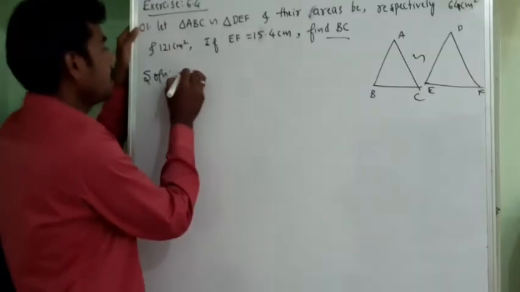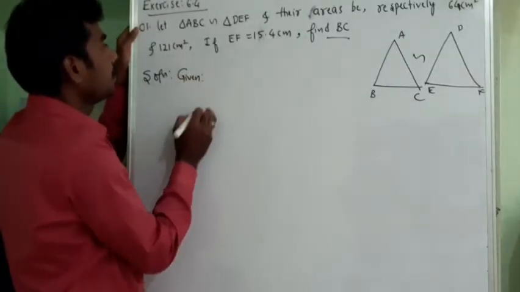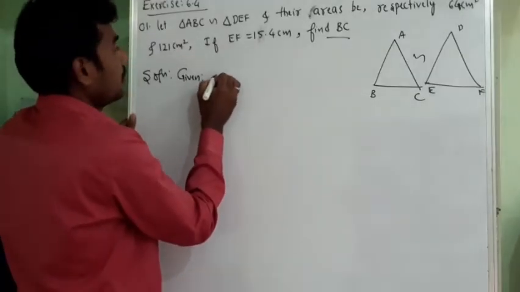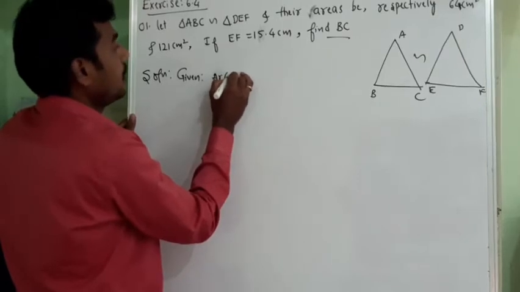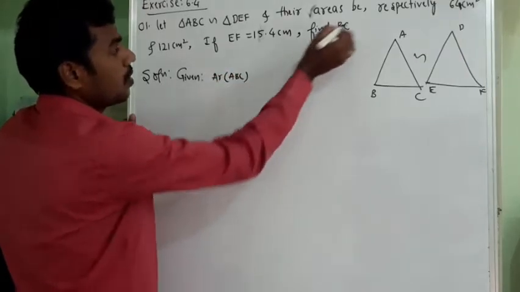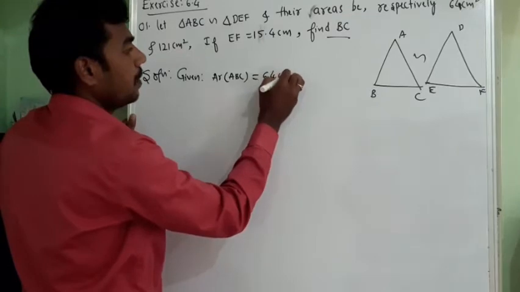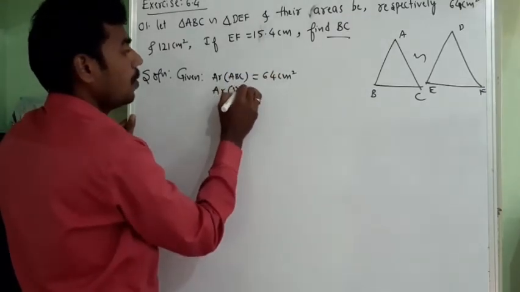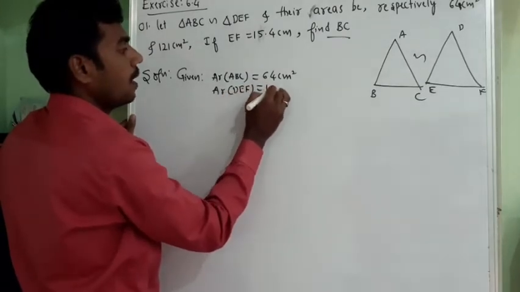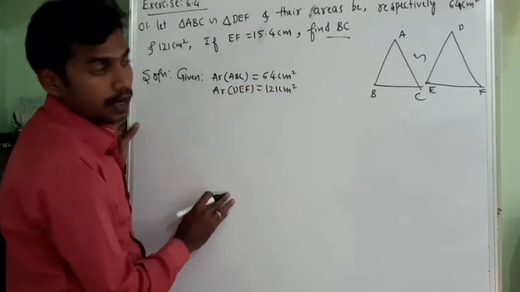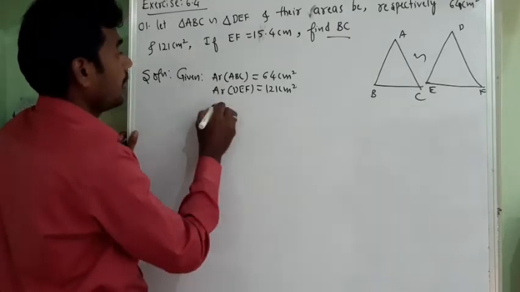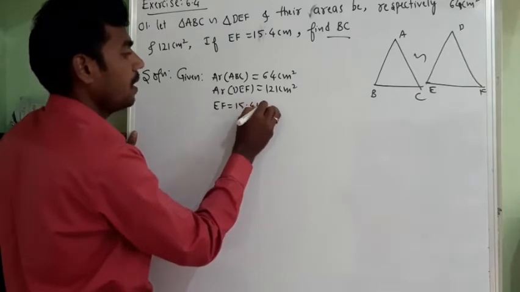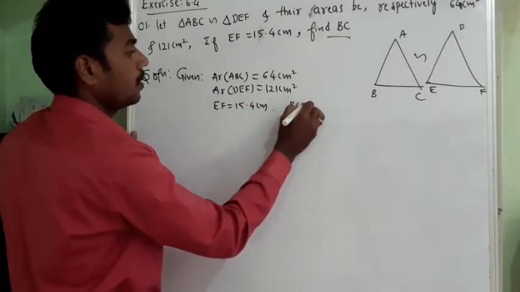So what is given to us? Area of triangle ABC is equal to 64 centimeter square. Area of triangle DEF is equal to 121 centimeter square. Next, they have given EF, which is equal to 15.4 centimeter. We need to find BC.